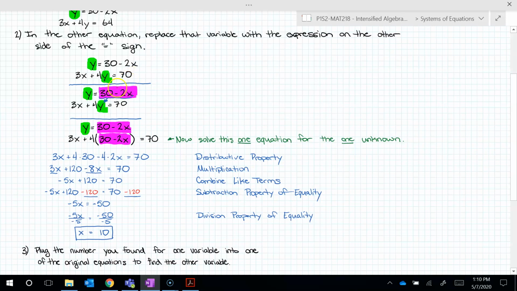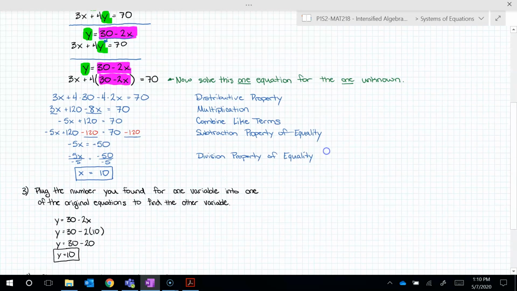equals 70. Well, I'm going to replace the y in that second equation with what y is equal to, 30 minus 2x. So I take that 30 minus 2x, put it in place of y, and now I have one equation with only one unknown. The x is the only thing that's in there. The y is gone. So now it's back to solving just a regular one equation for one unknown.